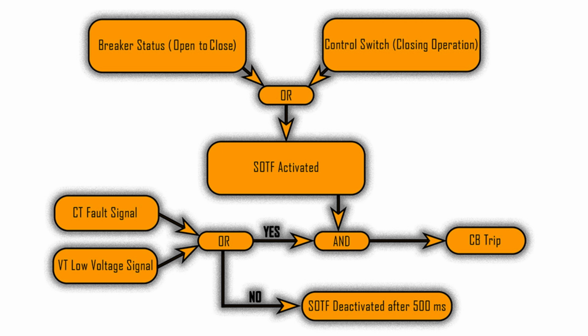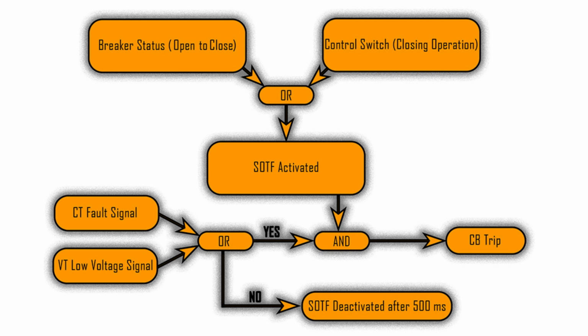As soon as either of these two signals, or both, are received, since this is an OR function, the SOTF relay becomes actuated. However, the SOTF relay will not send a trip signal to the circuit breaker until it also receives a fault signal from the CT and a low voltage signal from the VT.